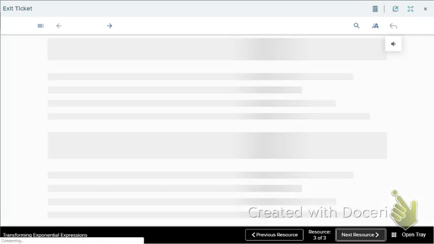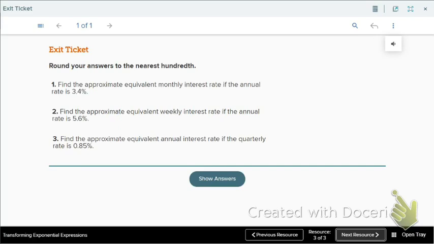So we have your exit ticket here. I would like for you to try these problems once again. I'm going to go ahead and give you the answers because my concern isn't that you get the answer. My concern is that you learn how to do the problem. I want you to know the process. So you're going to find the approximate equivalent monthly interest rate if the annual rate is 3.4%. You're going to do this exactly like we just did the other one. This is the annual, so you're going to change it to the equivalent monthly.